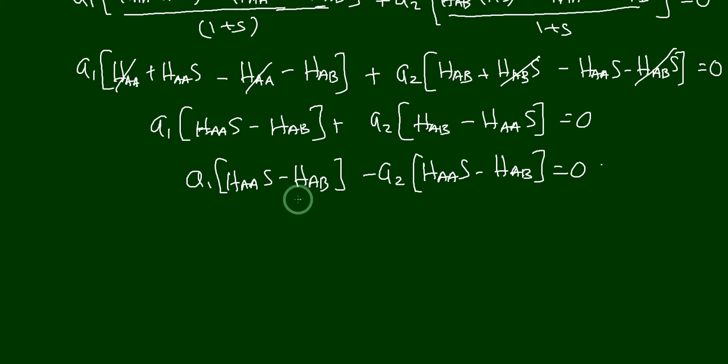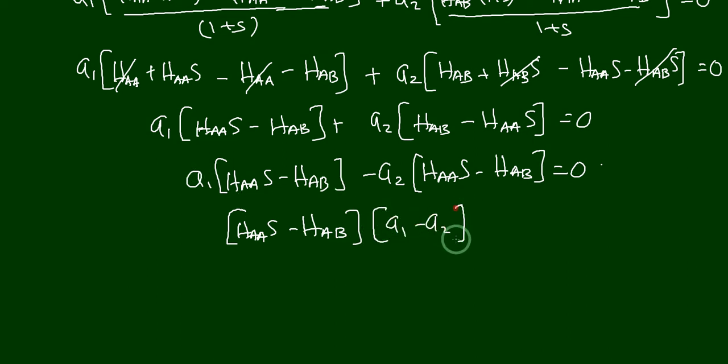Now I have HAAS minus HAB in both terms, so that's a common factor. So I can write HAAS minus HAB into A1 minus A2 is equal to 0. Okay, and this indicates that A1 minus A2 is equal to 0, or A1 is equal to A2.